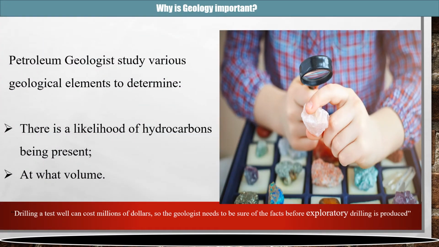The study of geological processes that create the crude oil and natural gas reservoirs is referred to as petroleum geology. Petroleum geology studies various geological elements to determine the likelihood of hydrocarbons being present and at what volume. Drilling a test well can cost millions of dollars, so the geologist needs to be sure of the facts before exploratory drilling is produced.